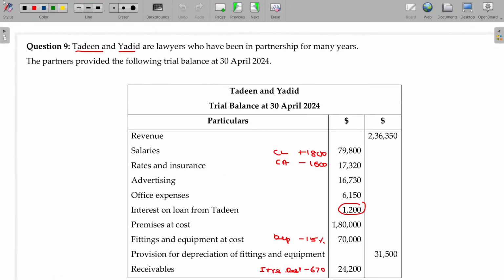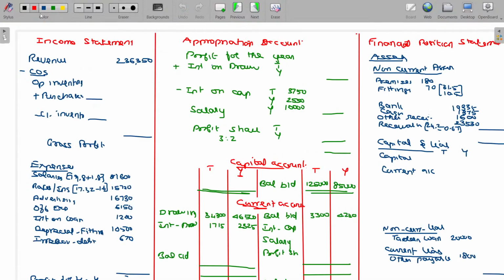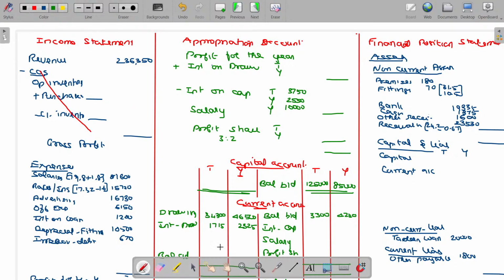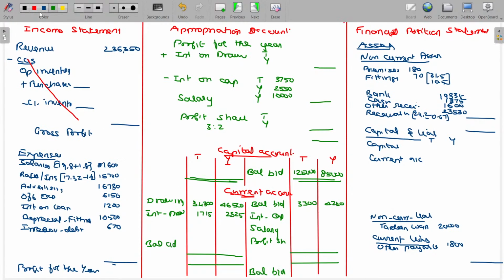Now what business is this? Lawyers. As it is lawyers, we don't have the stocks. You can skip this. Now this one, from here I can subtract directly this full value. Income statement, 2,36,350 as being the lawyers. I had not seen it, but after seeing that only I realized it's a lawyers firm. A lawyers firm will not have any stocks. The total value of this one.